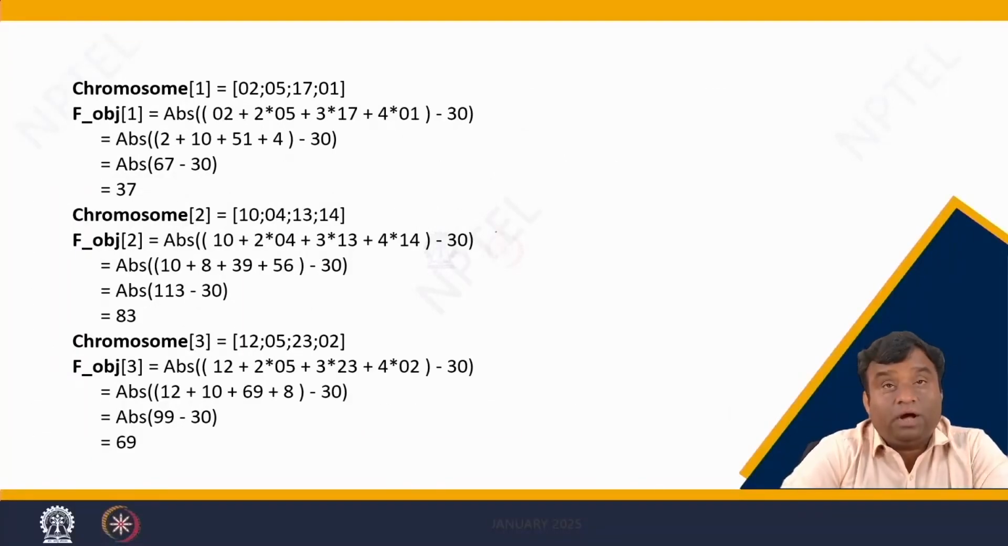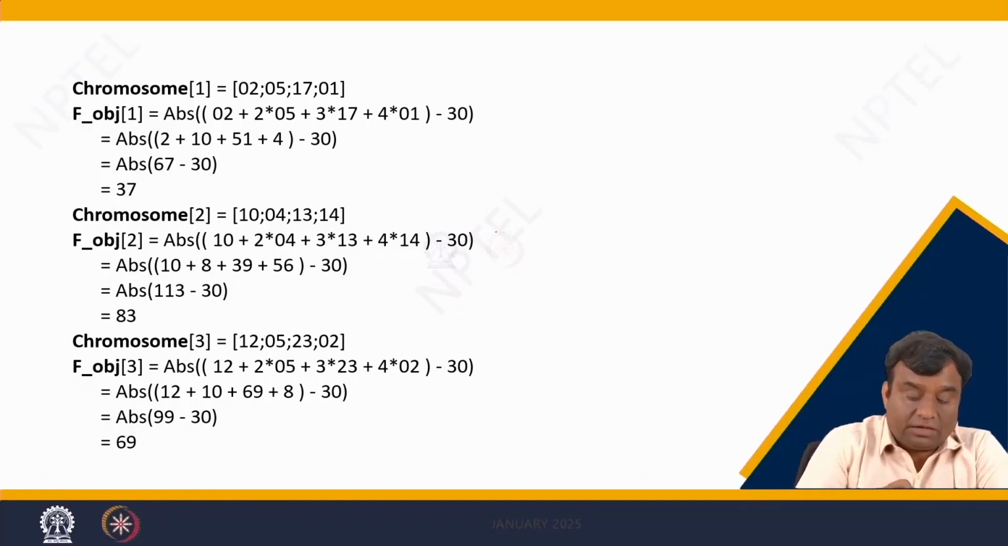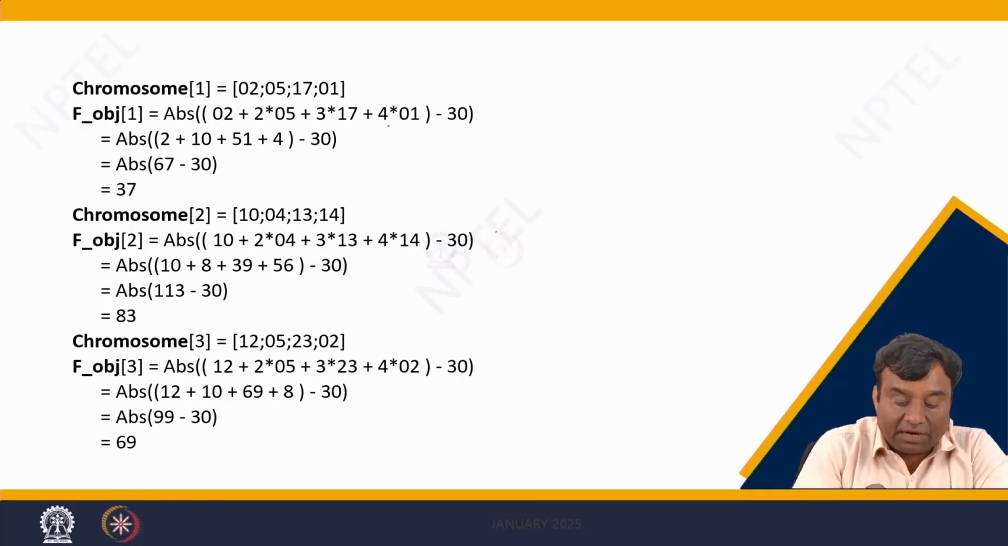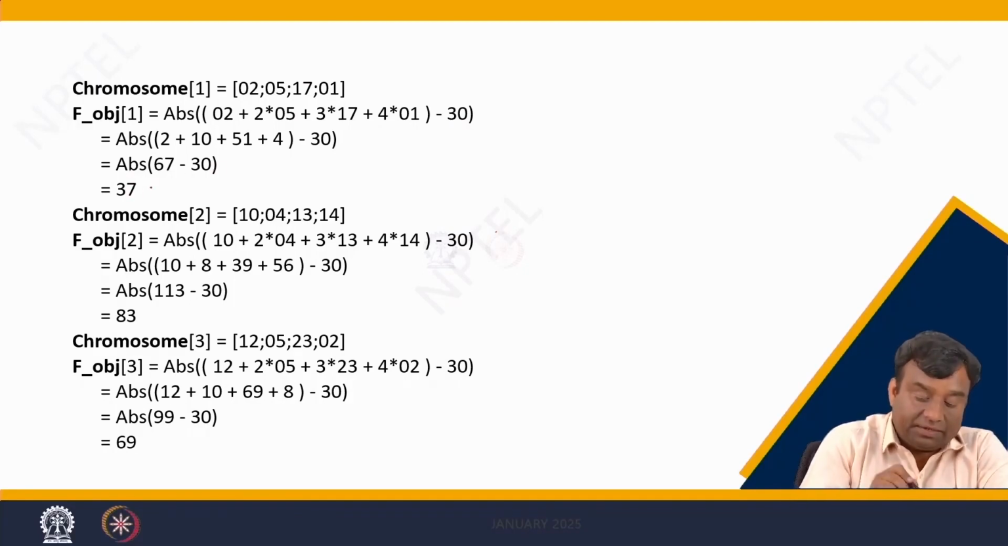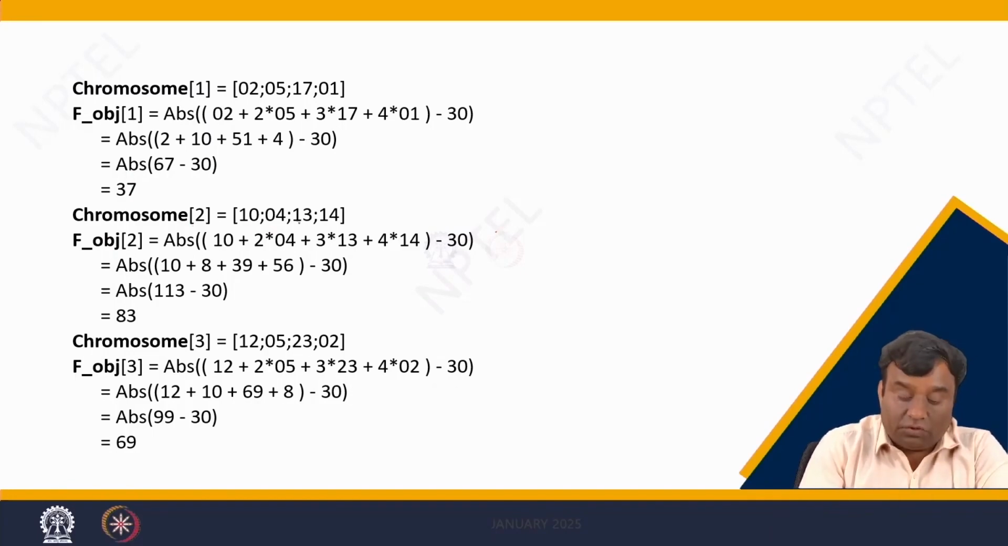Now we have chromosome 1, which is 2, 5, 17, 1. So the value of the objective function is 2 plus 2 into 5 plus 3 into 17 plus 4 into 1 minus 30. That is 67 minus 30, which is 37. Chromosome 2 is 10, 4, 13, 14. So the objective value is the absolute of 10 plus 2 into 4 plus 3 into 13 plus 4 into 14 minus 30. So it is 113 minus 30, which is 83.